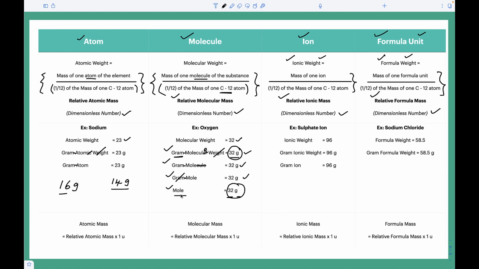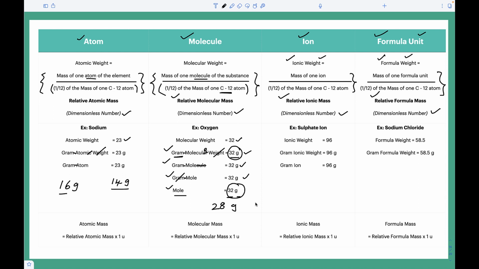So it represents a certain mass of the substance. So 1 mole of oxygen is 32 grams of oxygen. Similarly, what is 1 mole of nitrogen? Simple. Its molecular weight in grams. Molecular weight of nitrogen is 28. So 28 grams of nitrogen is 1 mole of nitrogen.